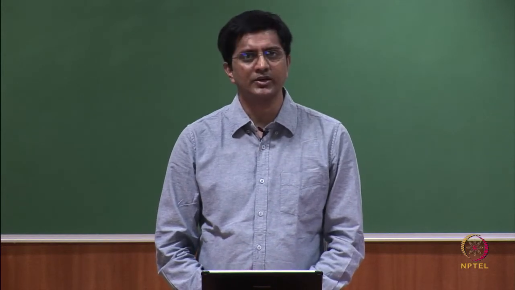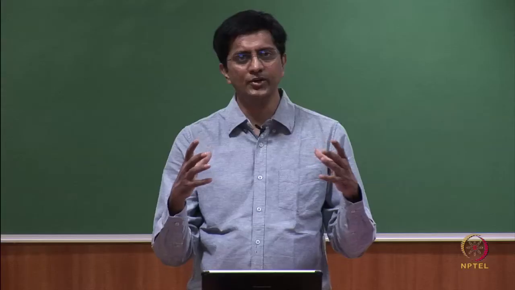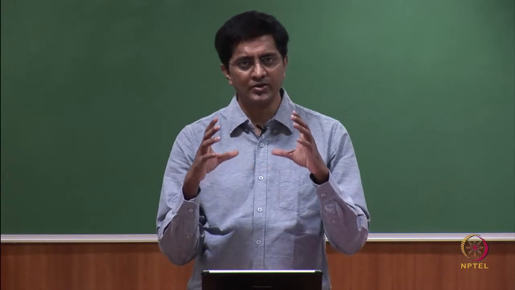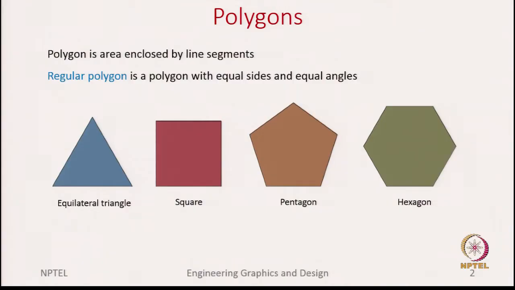So, let us start with this very basic introduction to polygons, which I guess most of us already know. But just for continuity as well as to keep everyone on the same page, we know that a polygon is an area enclosed by line segments. Essentially, if those line segments are all continuous and closed, then they enclose an area which we call the polygon. And within this class of polygons, we have regular polygons, where we say that they have equal sides and equal angles.